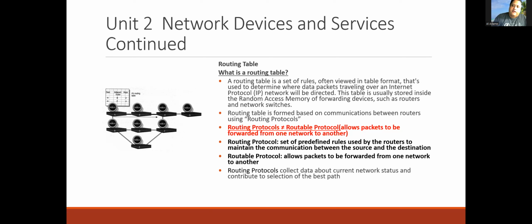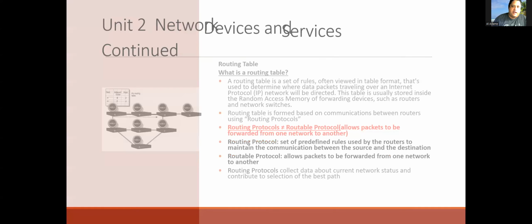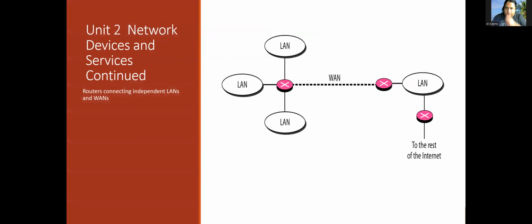Routing protocol collects data about current network status and contributes to selecting the best path. The best path. Same difference, right? So here's what that kind of looks like. Routers connecting independent LANs. So these are all different LANs, right? And this is a router. This is a wide area network, WAN. Connects to this router and connects to that LAN, connects to the rest of the internet. See? So it helps you span. This is just an example of what it looks like. So hopefully it's not too confusing, but I feel like pictures usually help.